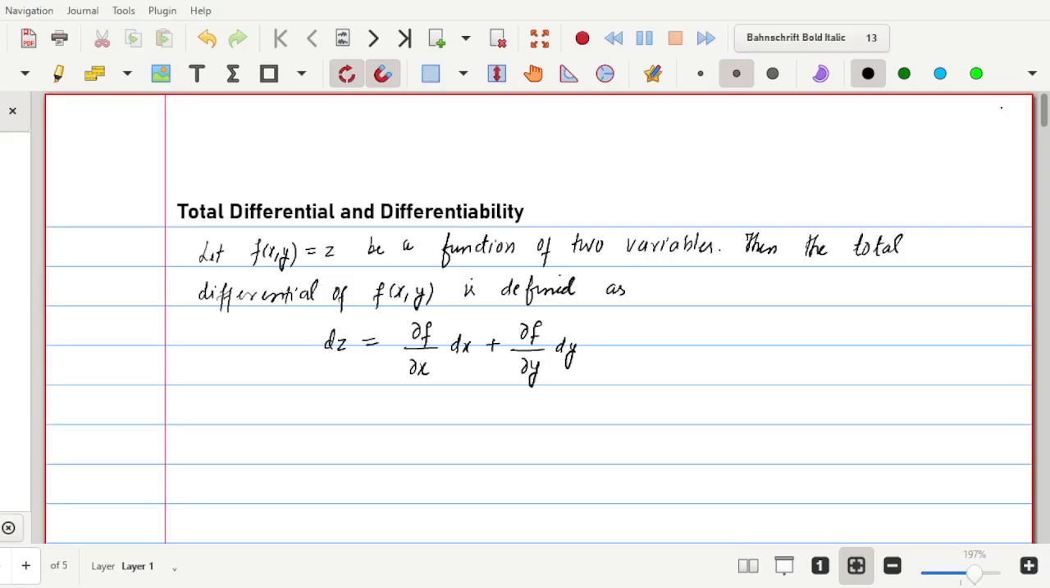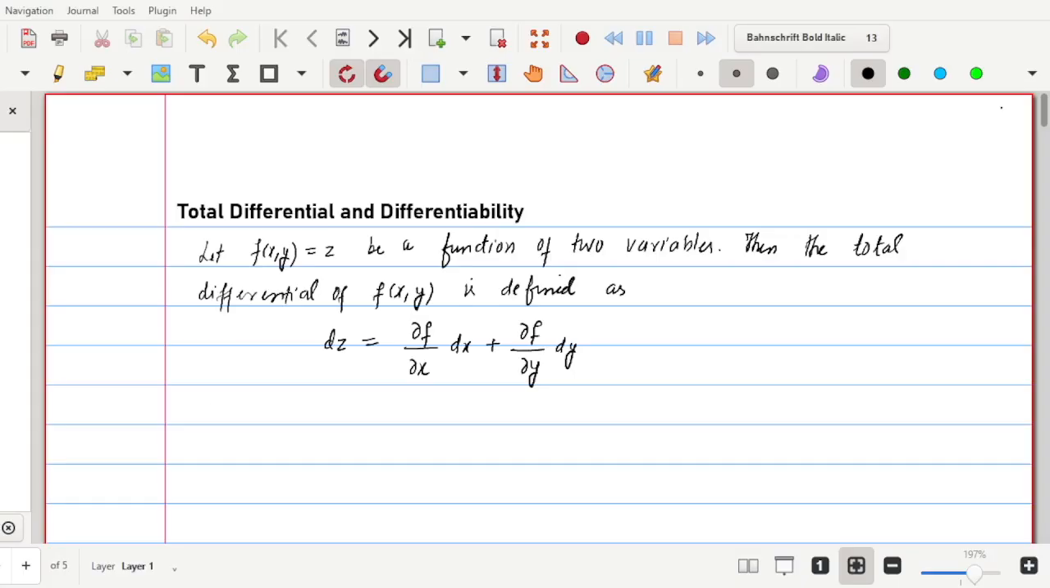where del f by del x represents the partial derivative of f with respect to x, and del f by del y represents the partial derivative of f with respect to y. So this is how we define the total differential of a function of two variables. Similarly, we can extend this definition to define the total differential of a function with more than two variables.